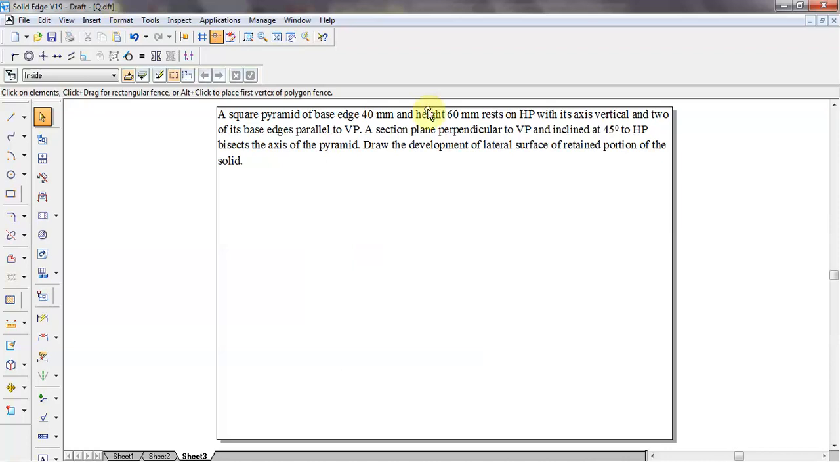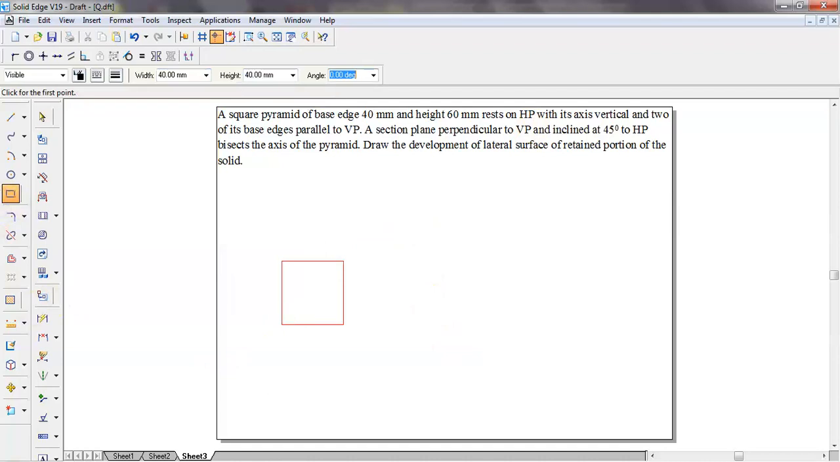This is a given question. So according to which we will draw the question first, then go for the development. So what is the base edge? Base edge is given as 40 mm, where two of the base edges are parallel to VP. So you can say this edge and this edge are parallel to VP.